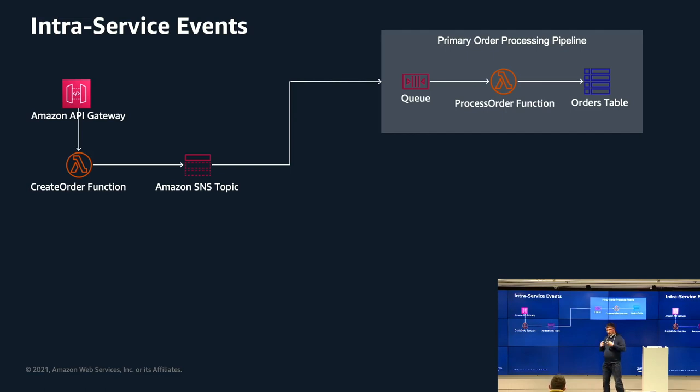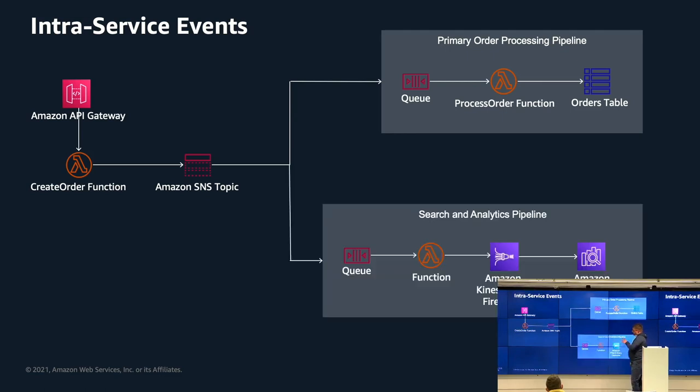We were talking about the interaction between the microservices, but in fact you can use the event-driven approach inside the microservice. So let's say we have a more or less default setup: Amazon API Gateway, a Lambda function behind it, creating the order. And then this Lambda function also puts the event to an SNS topic, and then we have a queue which is subscribed to the SNS topic, and then we have a process order function which basically processes it.